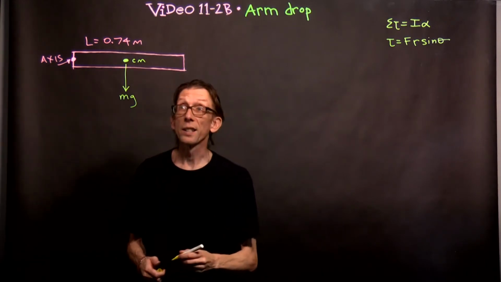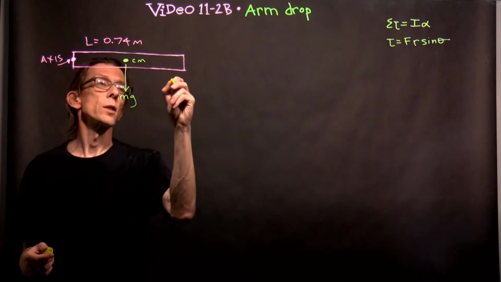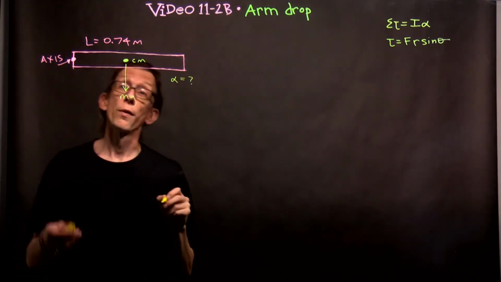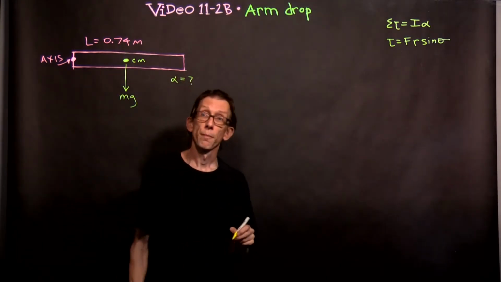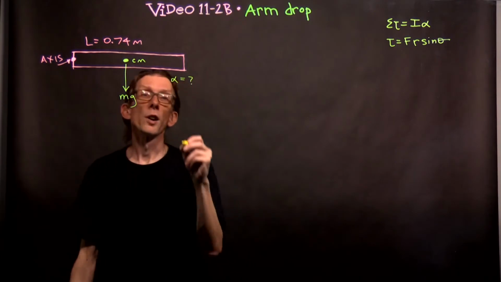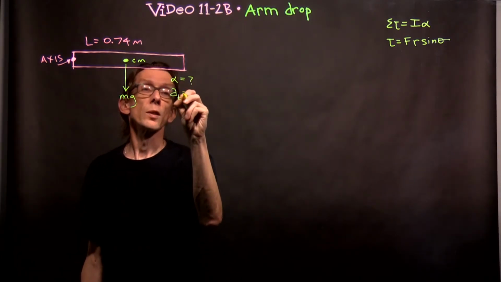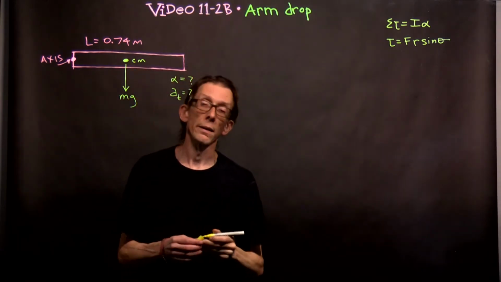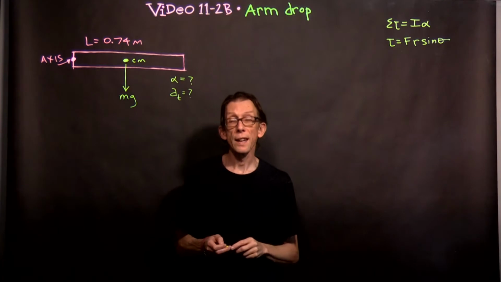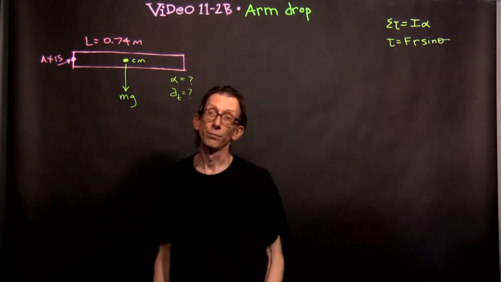Okay? And the question is, I didn't write it up here, but the question is, what is the angular acceleration of my hand, rather of the beam, of my arm? And also, what is the initial tangential acceleration of my hand? I want to know alpha. I want to know the tangential acceleration of my hand out here at the end.